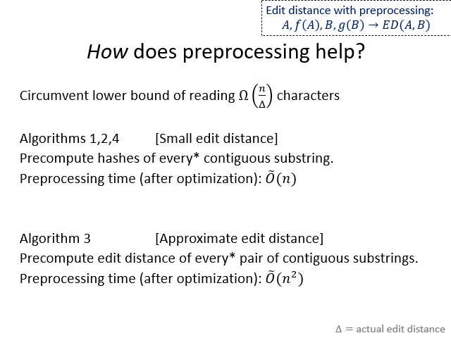In the approximate edit distance regime, our pre-processing step is also very simple. We simply compute pairwise edit distance of contiguous substrings of each of the strings separately. This kind of pre-processing is very helpful for a recent line of work on approximate edit distance algorithms that use triangle inequality.